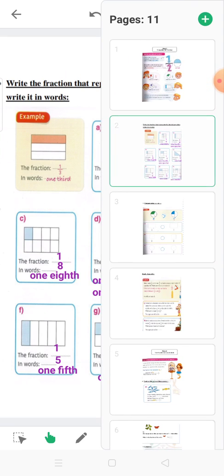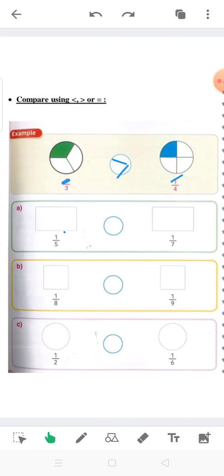Let's see the next. How can we compare them using the greater than, less than, and equal signs? Okay, let's sing the song. If we have the same, look at this example. I've got a third, and here we have a quarter. Which is bigger? Look at this part, and this one, which is the greater part?